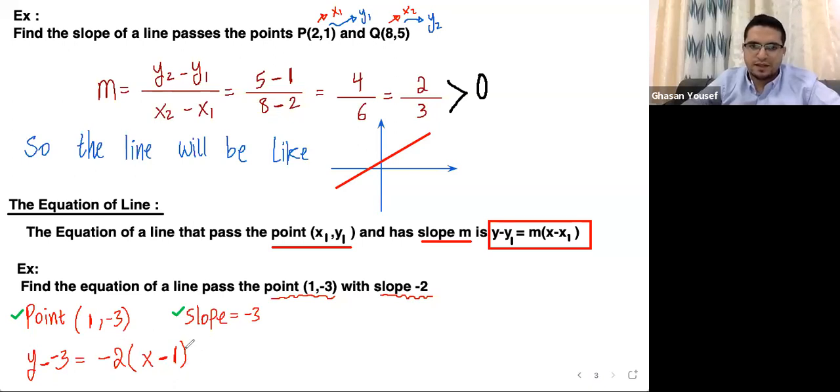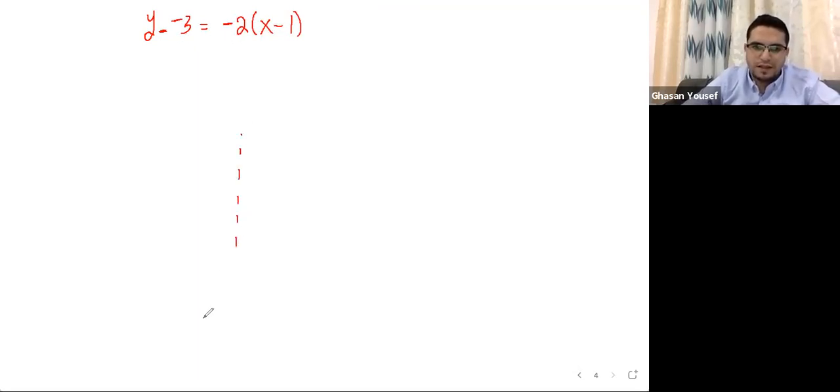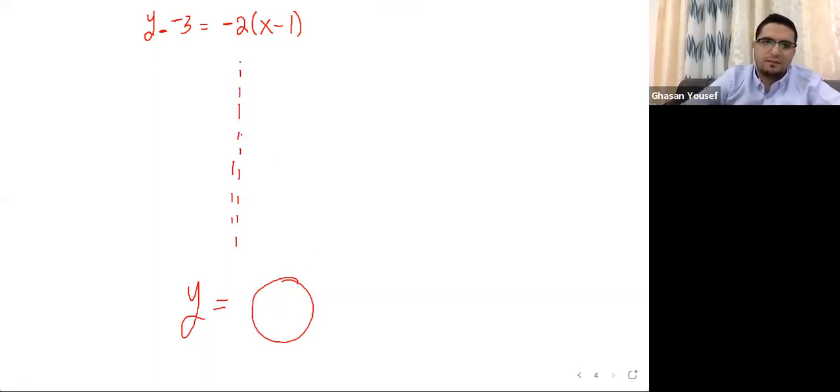Now let's simplify this. Y minus minus 3 equals minus 2 times x minus 1. How can I simplify this? I need to solve it in terms of y. I need to simplify this until I get y equals something. This is my goal here in this question.